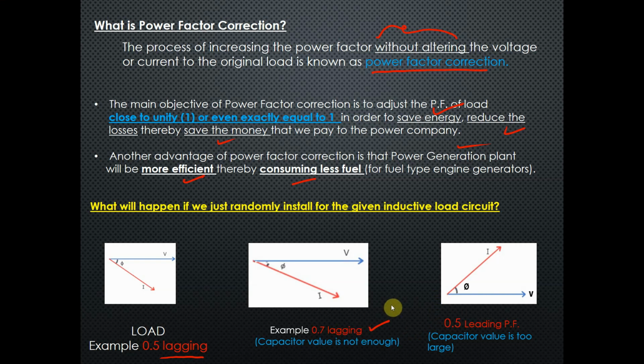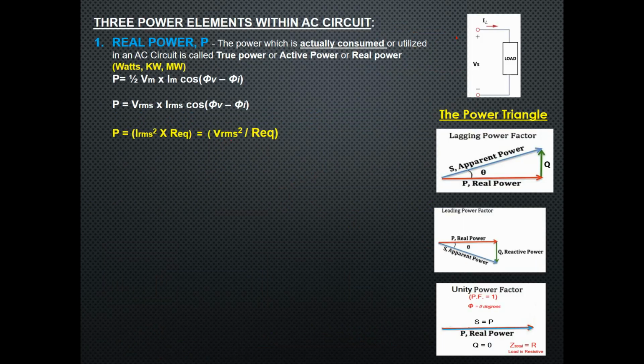Now, otherwise, if we oversize the capacitor, we will have a leading current. Let's say, for example, 0.5 leading power factor, which is also not practical, and you cannot save money that you pay to the power company if you have oversized the capacitor. So if that is the case, we need to determine the size or the capacity of the capacitor that we are going to connect to the system. But before we do that, let us be familiar with the different types of power.